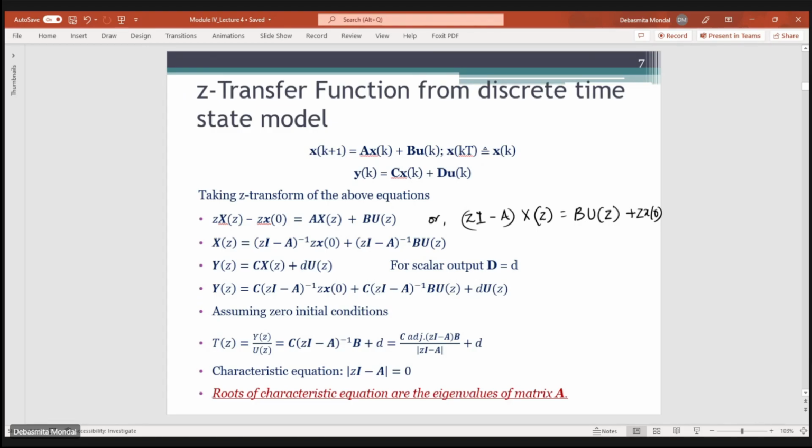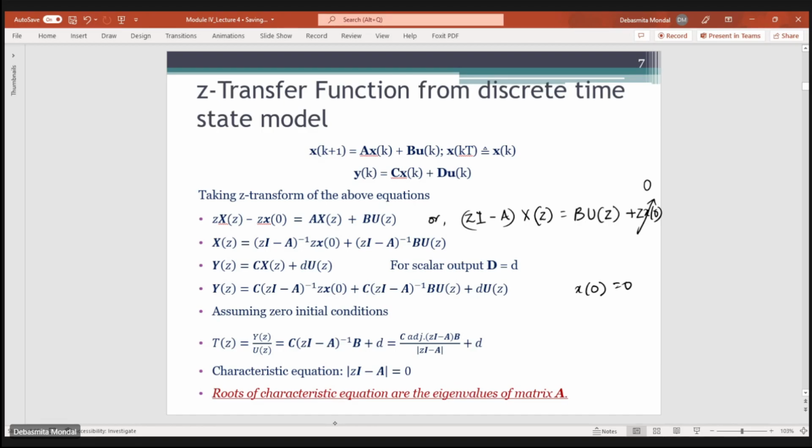transfer function basically says that the initial conditions should be 0. So the initial conditions are 0, which means the value of X0 should be equal to 0, right? If you have X0 equal to 0, this term goes to 0. So you are left with only this part, right? XZ is equal to ZI minus A inverse B into UZ.